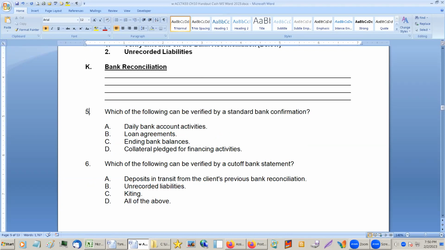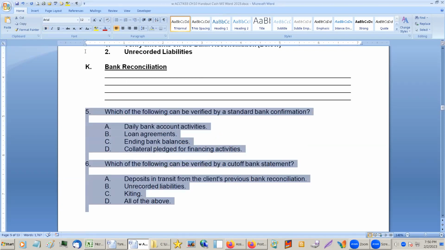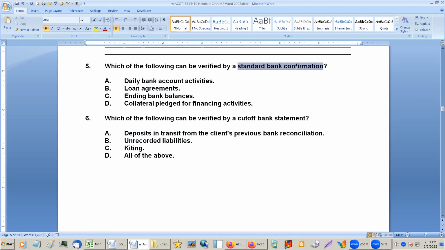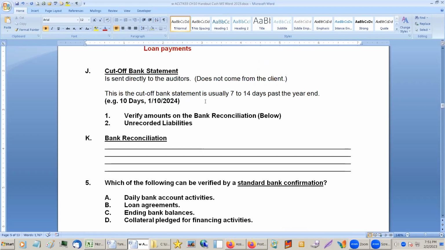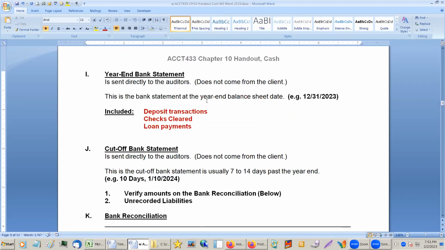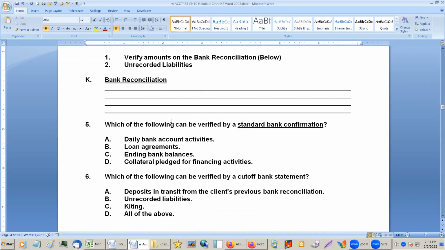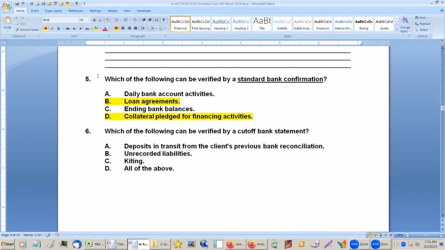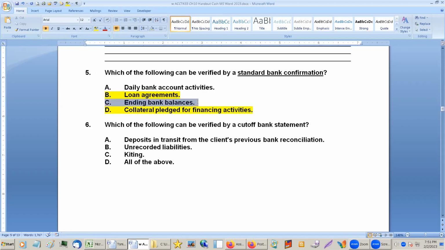Okay, so we can still answer these two questions though. Which of the following can be verified by a standard bank confirmation? So this is not the cutoff statement, but the bank confirmation. B and D. Yep, B, D. And there's actually one more. Oh, C. Yep. Just the ending balances will be there, but the activities for the month, those will be there.